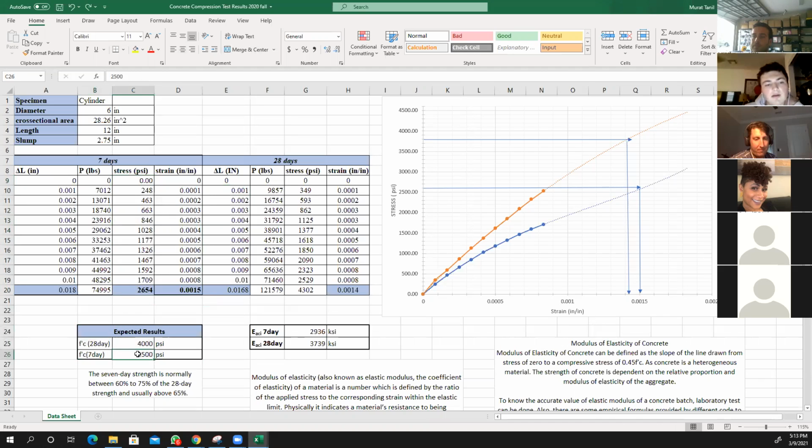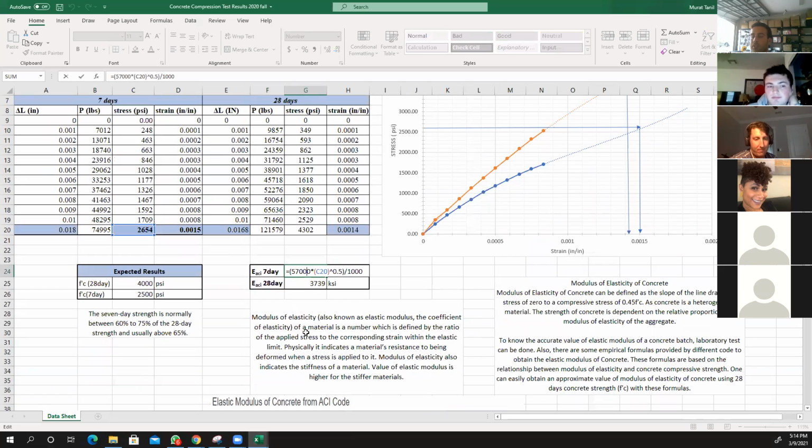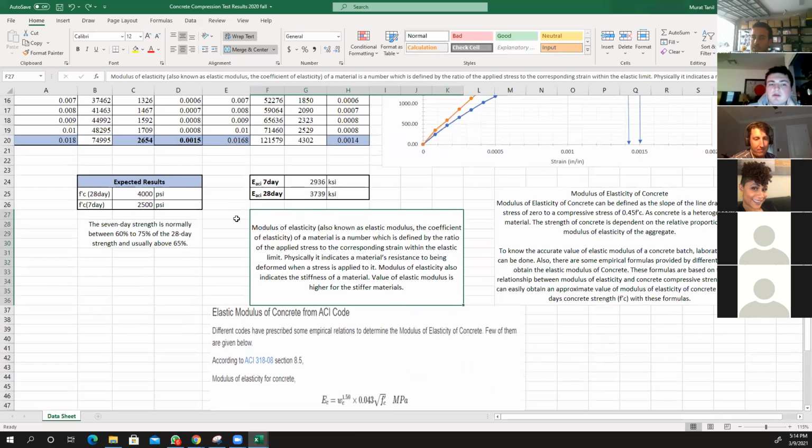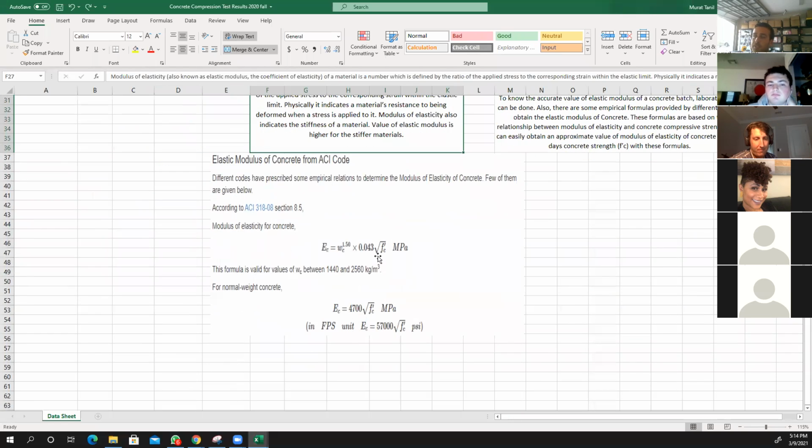Expected results: 4,000 psi, 2,500 psi. This is the modulus of elasticity calculation at 7-day and 28-day. It uses the equation that I mentioned in the first handout, 57,000 square root of F prime C. You have the definition. I will actually post this one since I have it. We have the definition over here for modulus of elasticity and the derivation of where it comes from.